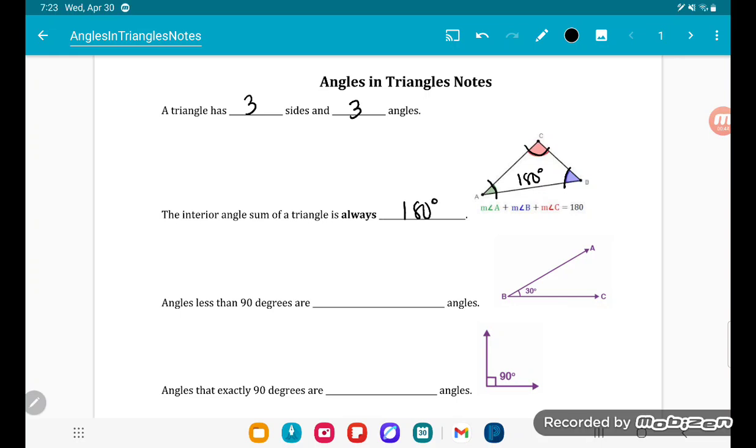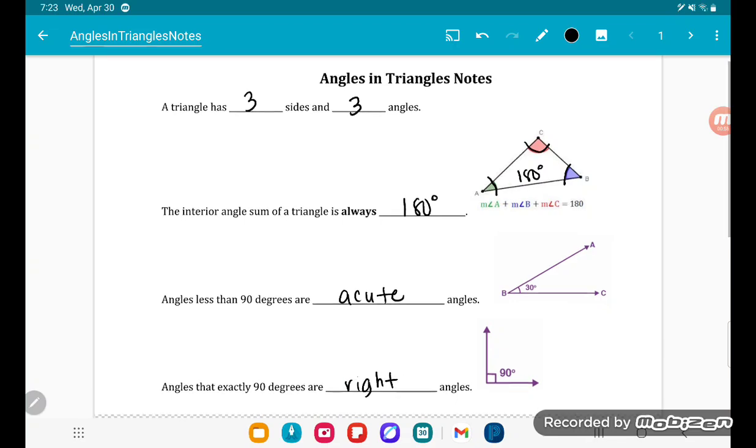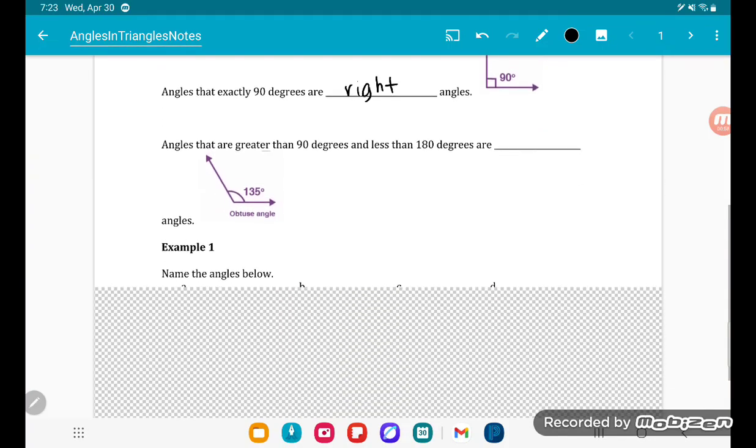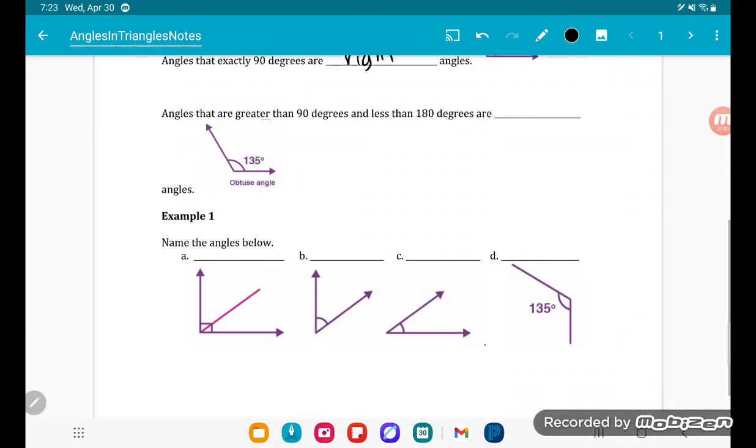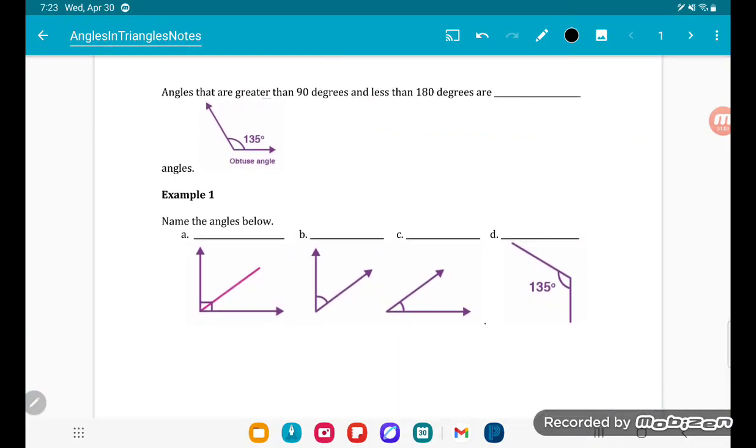Angles less than 90 degrees are acute angles. Angles that are exactly 90 degrees are right angles. Angles that are greater than 90 degrees and less than 180 degrees are obtuse angles.